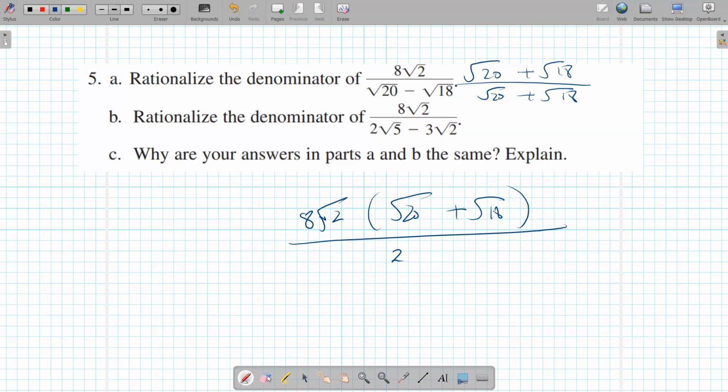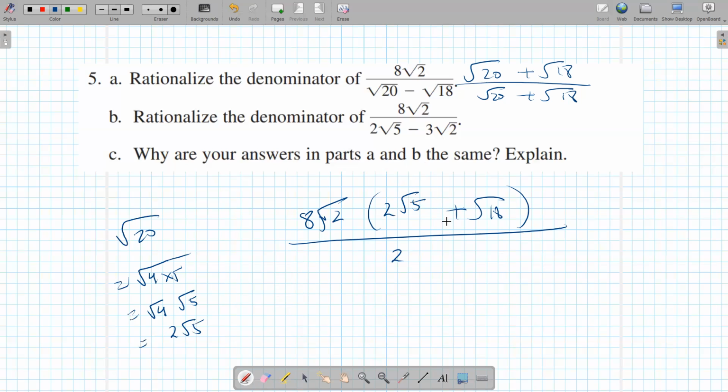B is very similar. I'm going to try and show you how to simplify this actually. Root 20, this is the same thing as 4 times 5 inside of a root. What you can do is split them apart into multiple roots. So it's going to be root 4 times root 5. The square root of 4 is a 2, so 2 root 5. Root 20 is the same thing as 2 root 5, okay?